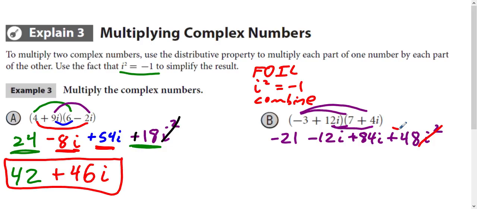And then you combine the real numbers. Negative 21 and negative 48. They're both negative, so it's getting bigger negatives, 69. Then you combine the imaginary parts. Negative 12, plus 84. Bigger number's positive, so it's positive 72i.